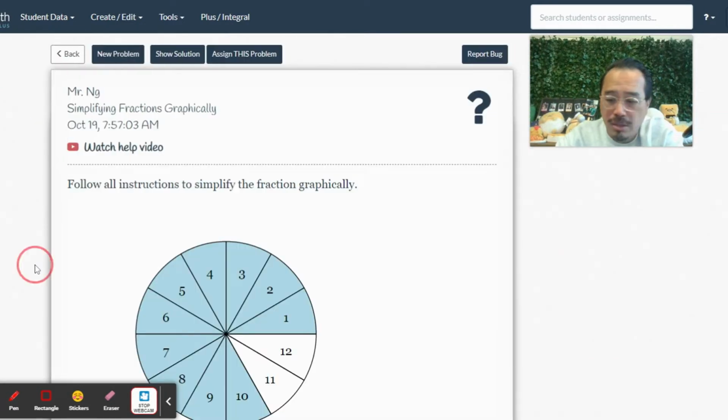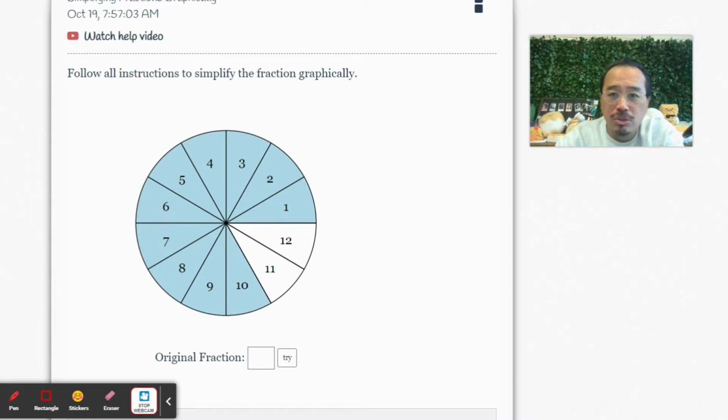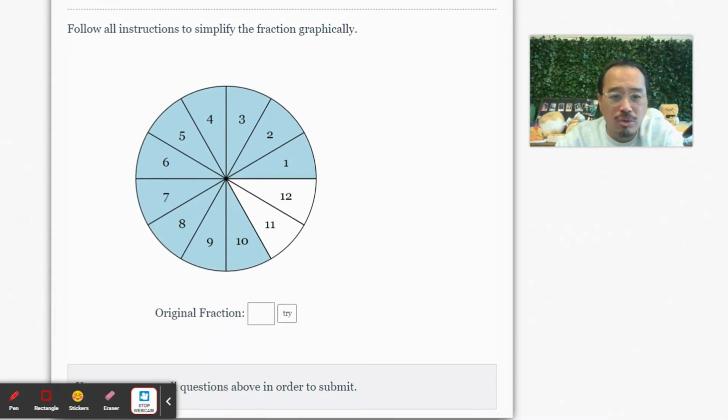Now these are really good. Today and tomorrow's homework is going to look like this, and they want you to simplify the fractions graphically, meaning by looking at the picture, write down the original fraction and then reduce it. The great thing is you don't have to find the greatest common factor to reduce it. You could do it by any sort of factors and factor it down. Let's try a couple, and then we'll end the video.